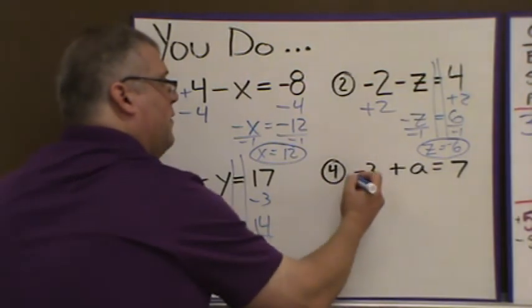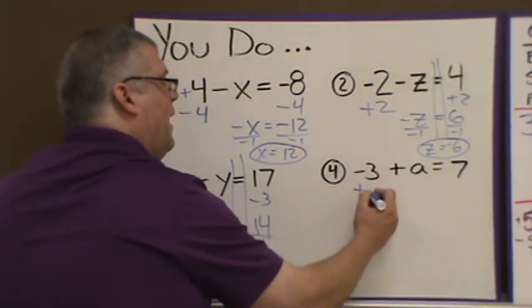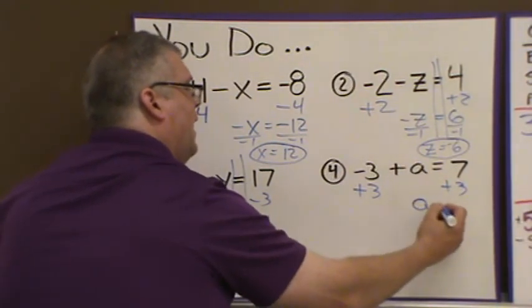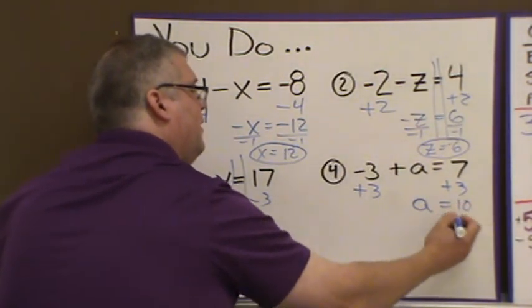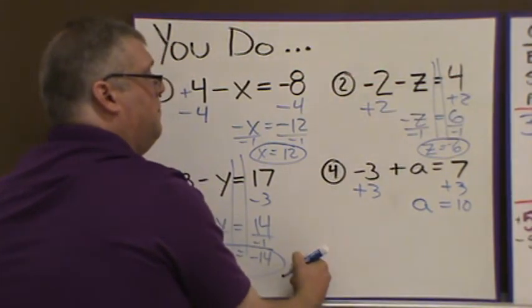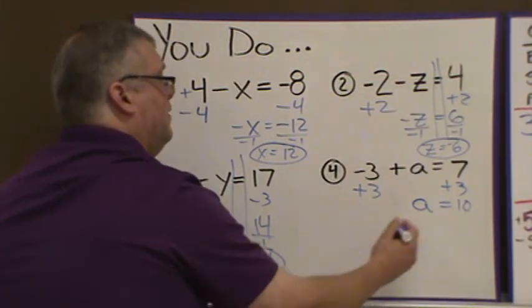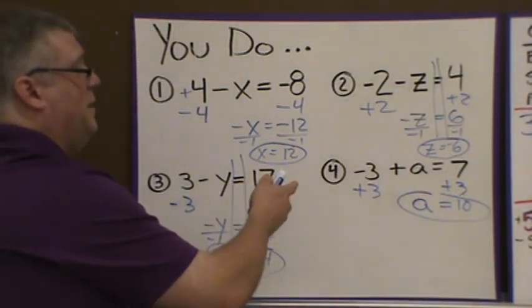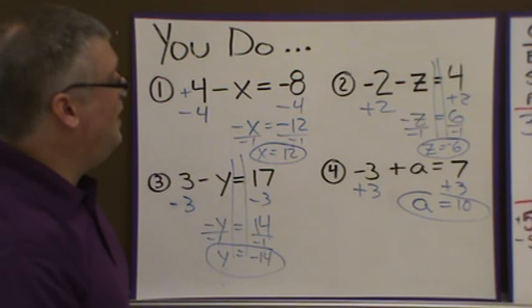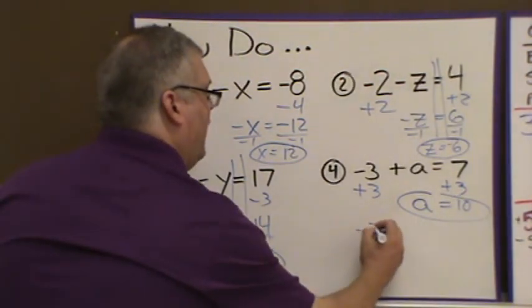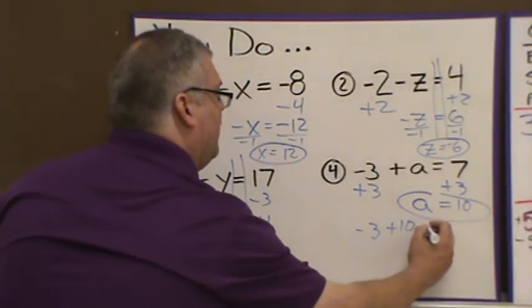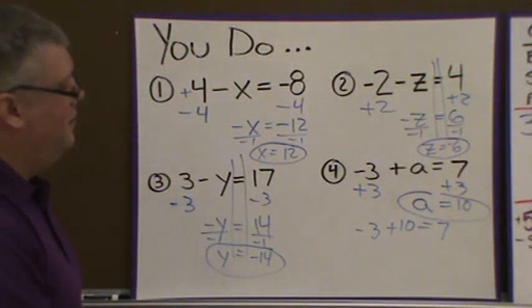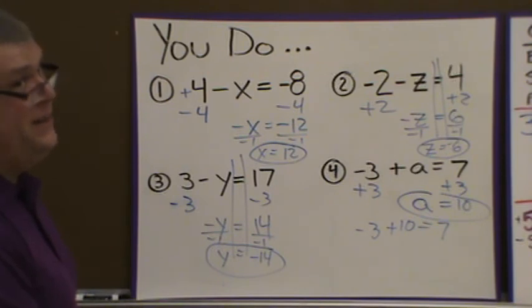Over here, the sign in front of the 3 is negative, so I'm going to add 3 to both sides. And I get a is equal to 10. And that's my final answer there. If I had subtracted 3, I would have ended up with 4, which is not the right answer. Negative 3 plus 10 equals 7. Negative 3 plus 4 does not give you 7.